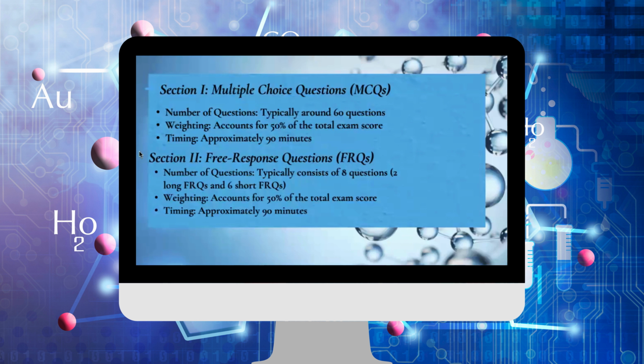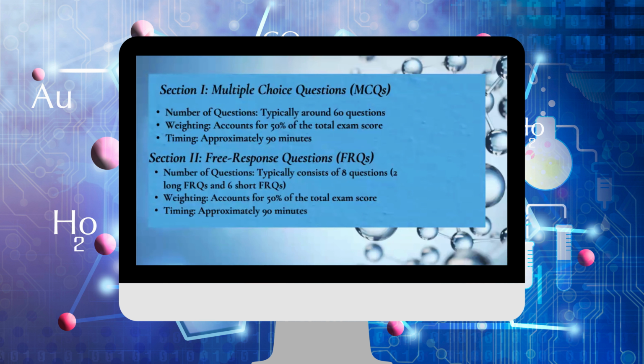So section 1 and section 2 can often be seen as sections that are broken down evenly. There are 60 questions for the multiple choice and 8 questions for the free response questions. So that is what you're looking at for questions.